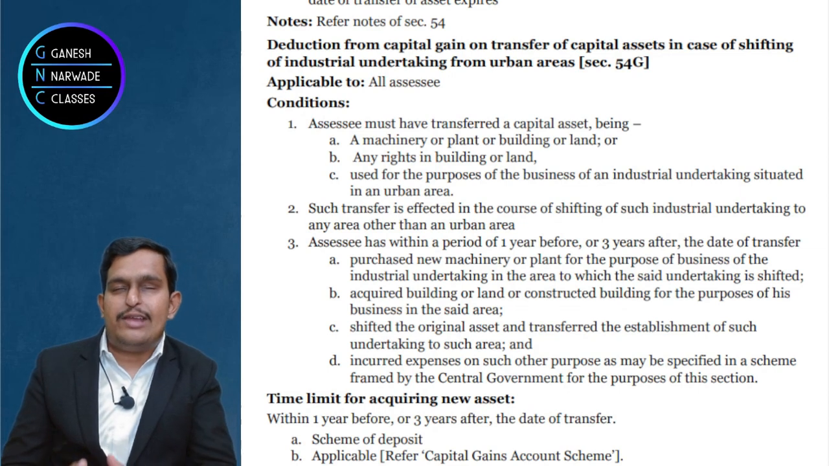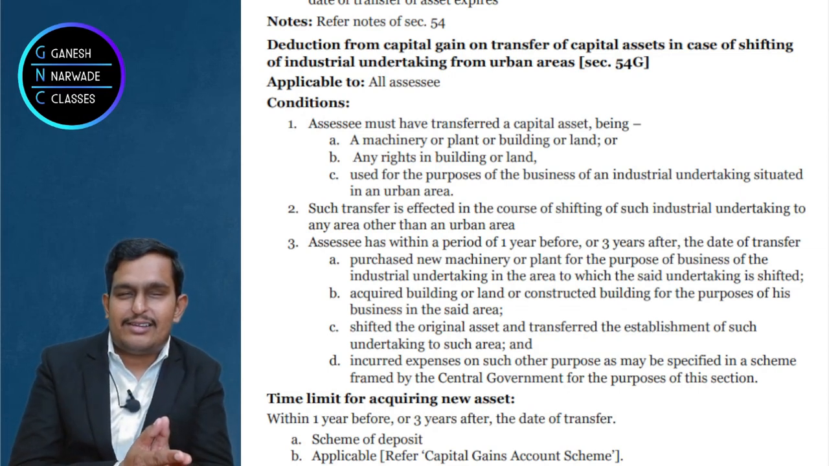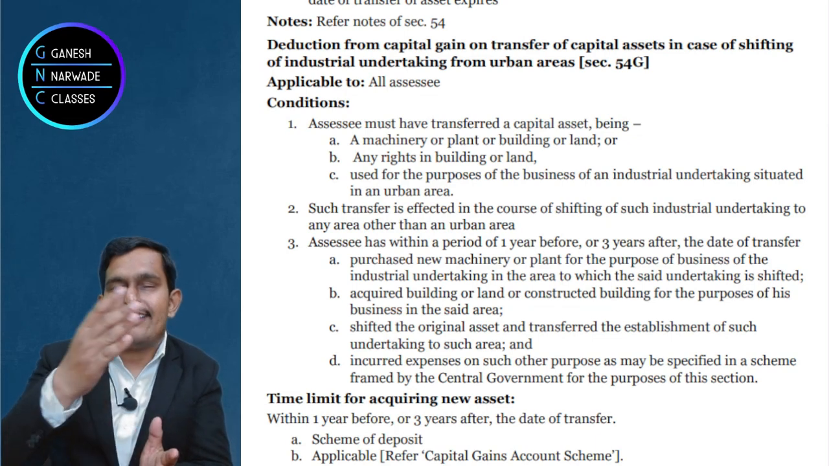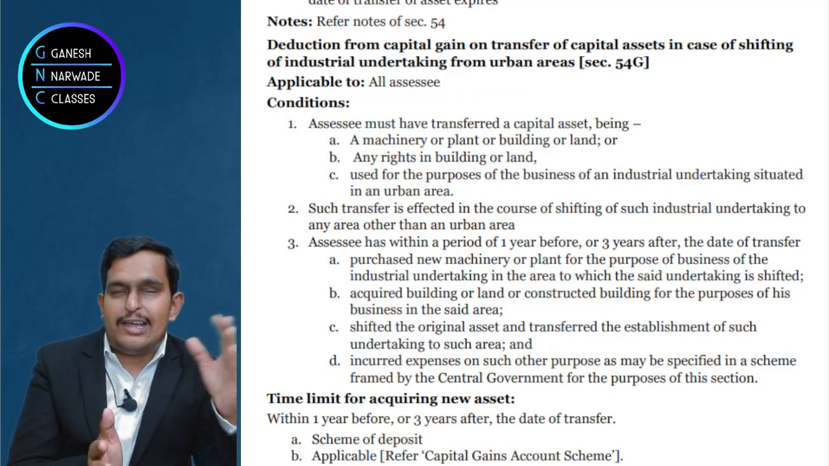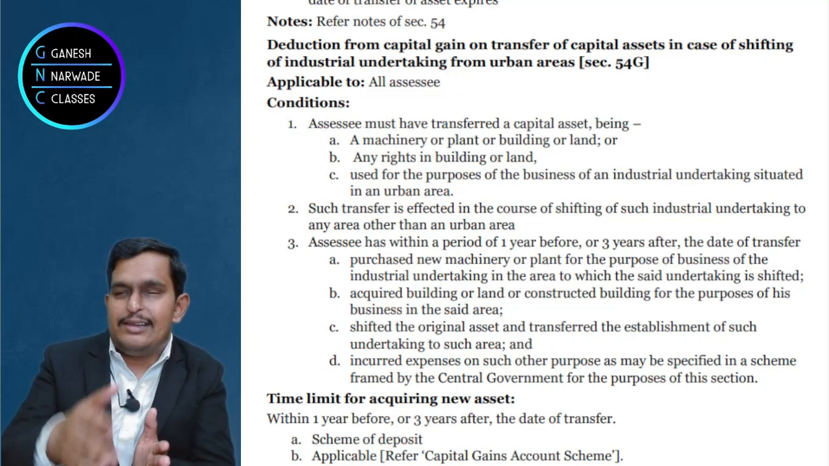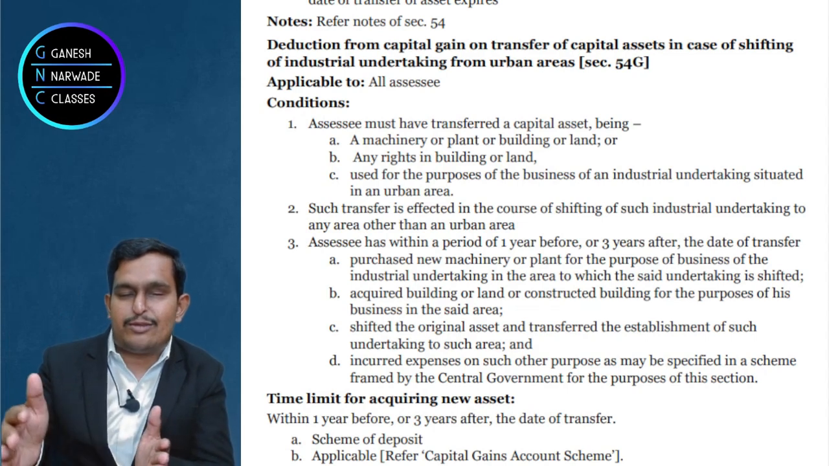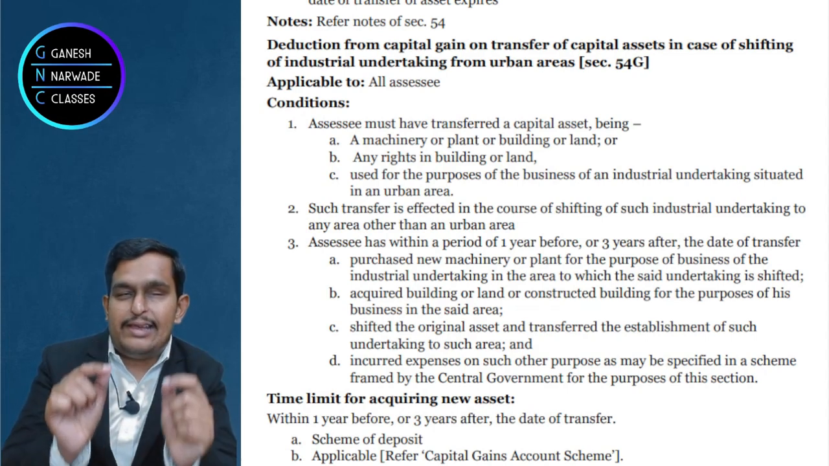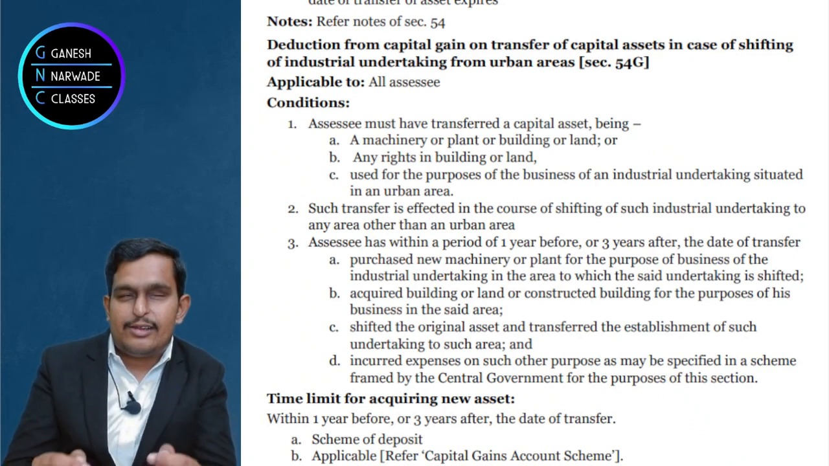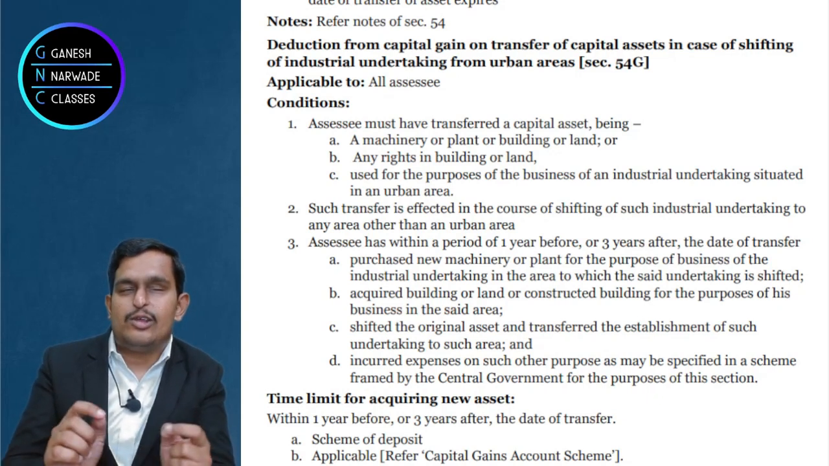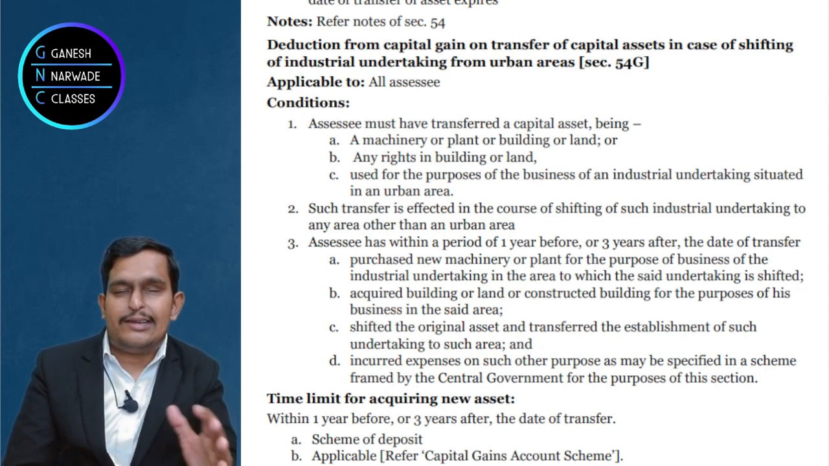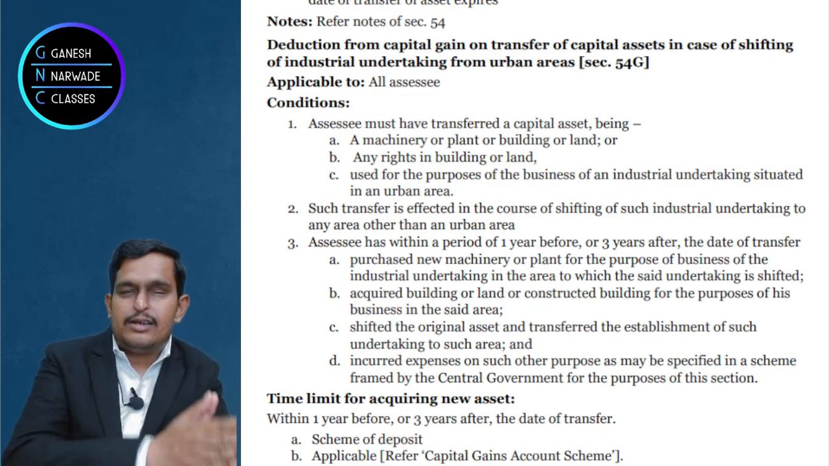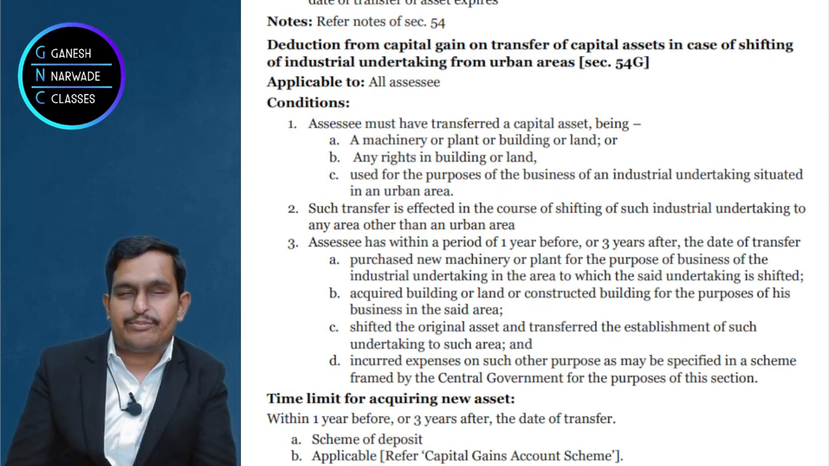But if you buy within 1 year backwards, that is 1 year before, and 3 years after, that means today is the date of transfer. From today within 1 year back, and from today 3 years fast forward, within this period, if you buy the new asset, or construct the buildings, land, then definitely you will get the exemption. So what should happen? Your undertaking should shift from urban to rural area. That is the criterion.